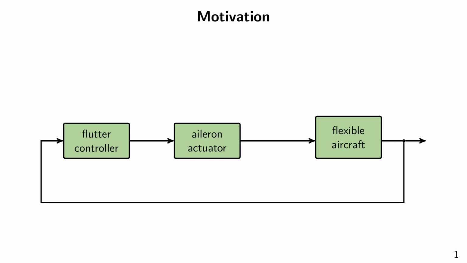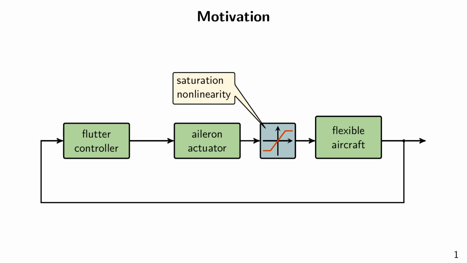Before we go into the details, let's take a look at a motivating example. Suppose we have a flexible aircraft and we design a flutter controller, that is, a controller that mitigates the effect of the flexibility of the wings by using the aileron control surfaces. If the design is successful, then the resulting controller stabilizes the closed loop. However, saturation of the ailerons can impair the stability. Therefore, we also need to know if the loop remains stable, even with that nonlinearity included.